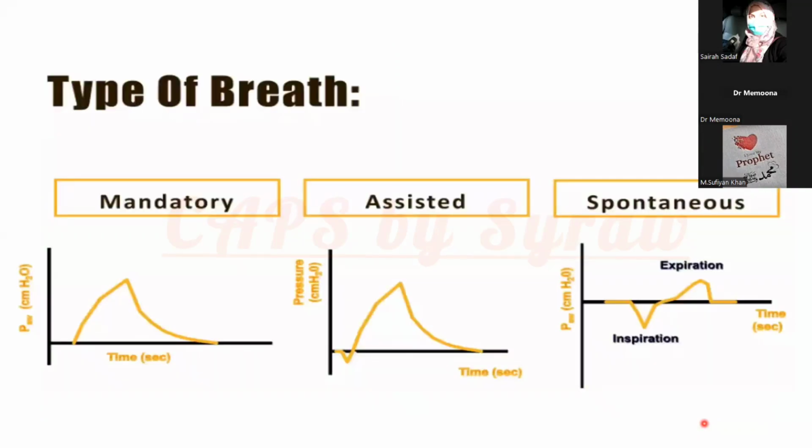Now, the second concept is the type of breath. There are three types of breath. One is the mandatory breath. This is completely controlled by the ventilator. It is a controlled breath. The patient does not have a say in this.